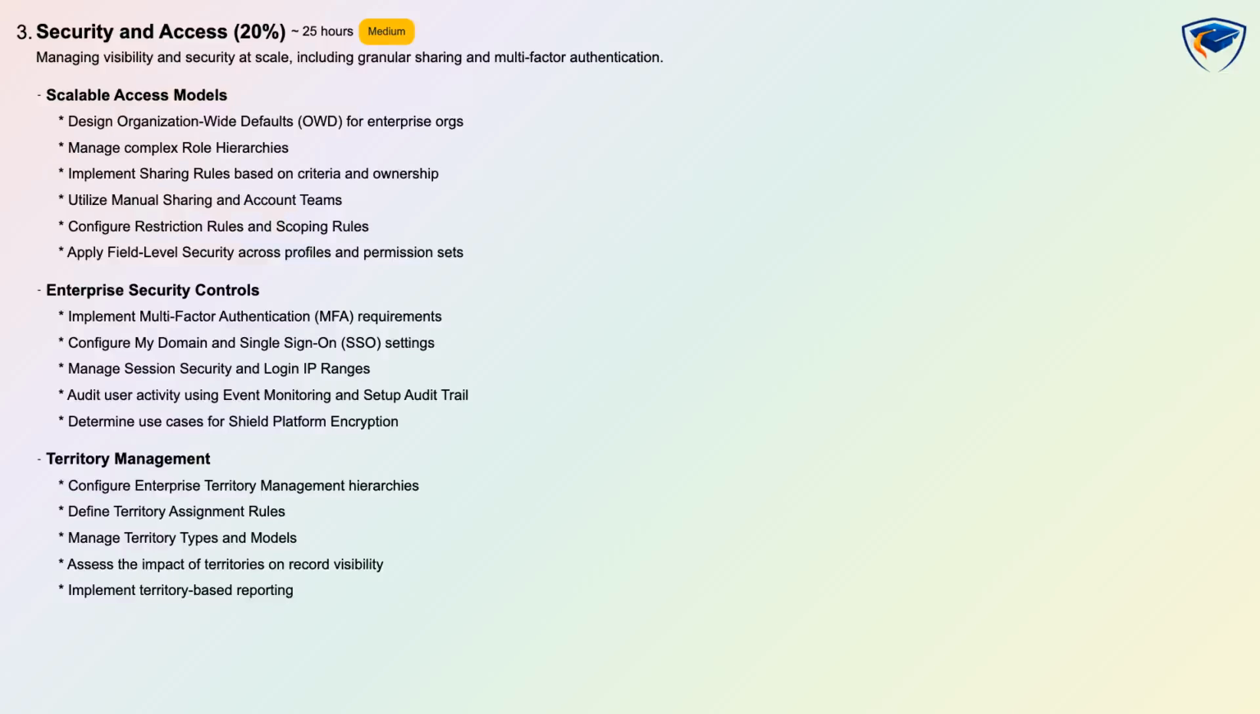Enterprise security controls include implementing multi-factor authentication requirements, configuring my domain and single sign-on settings, managing session security and login IP ranges, auditing activity with event monitoring and setup audit trail, and selecting use cases for Shield platform encryption. You will also cover territory management by configuring enterprise territory management hierarchies, defining territory assignment rules and types, assessing visibility impacts, and implementing territory-based reporting.